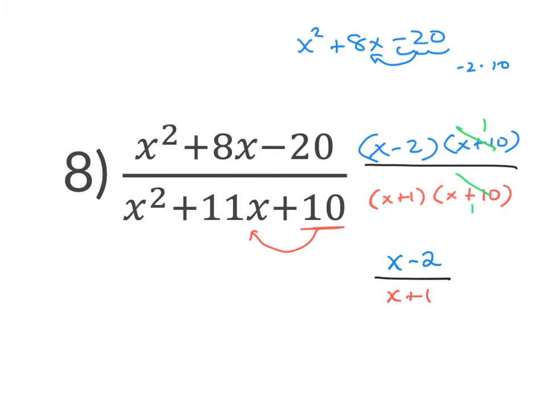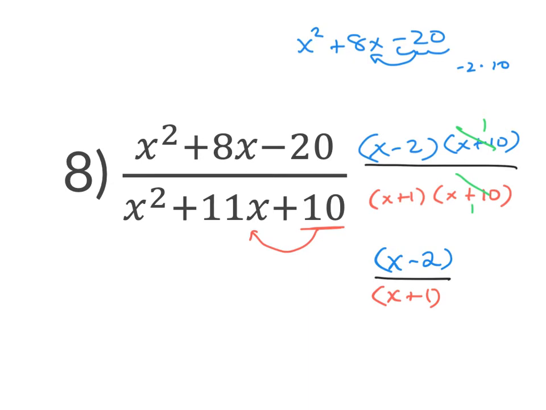I cannot cancel the x's because, again, remember, these are attached. Again, common mistakes. Students are going to come in here, think they can cross off the x's, but you cannot. You have to look for the identical binomial.